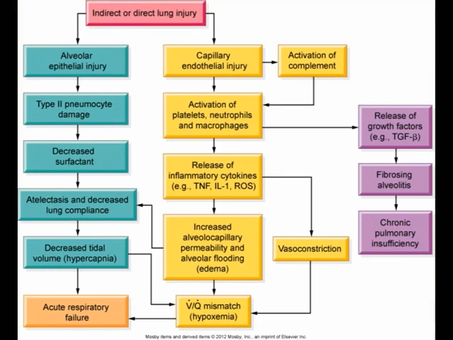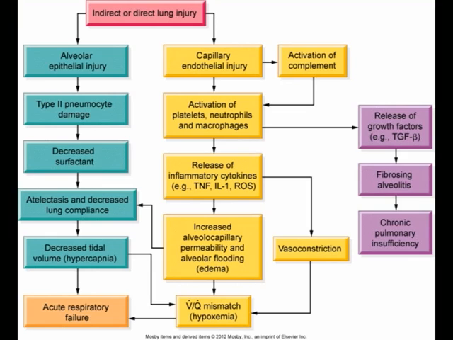So this slide here is showing some of the different mechanisms that are occurring in ARDS. We have that indirect or direct lung injury going down the left side causing the injury to the alveolus and damaging some of the cells, decreasing surfactant. Atelectasis starts to form, and then we're going to end up with respiratory failure. Over in the middle, we have capillary endothelial injury, which causes capillary permeability and more fluid forming in the lung. Because of, first of all, a release of inflammatory cytokines, we get vasoconstriction in the lung, which will further worsen the hypoxemia we have.